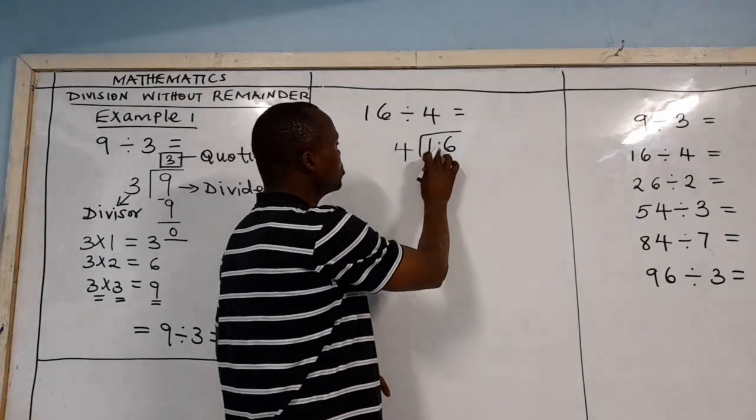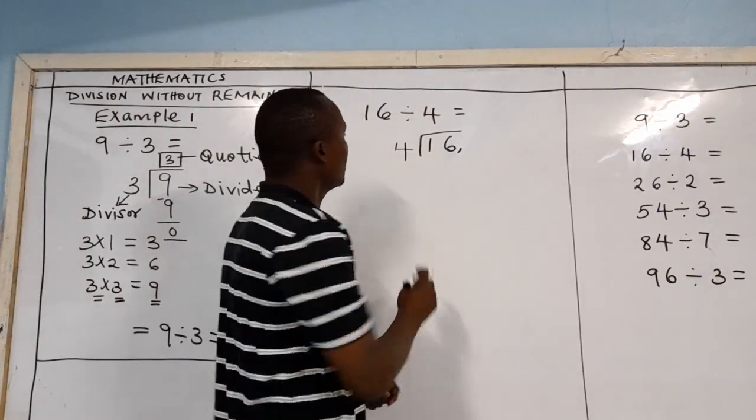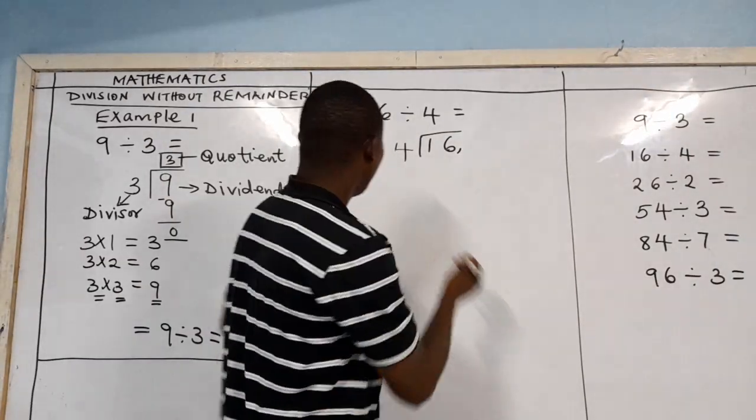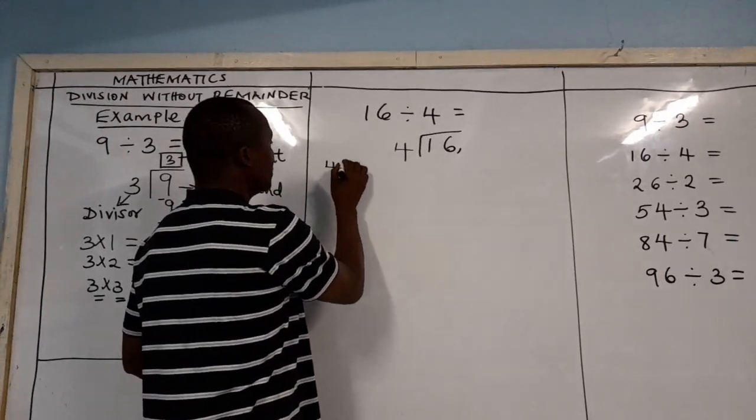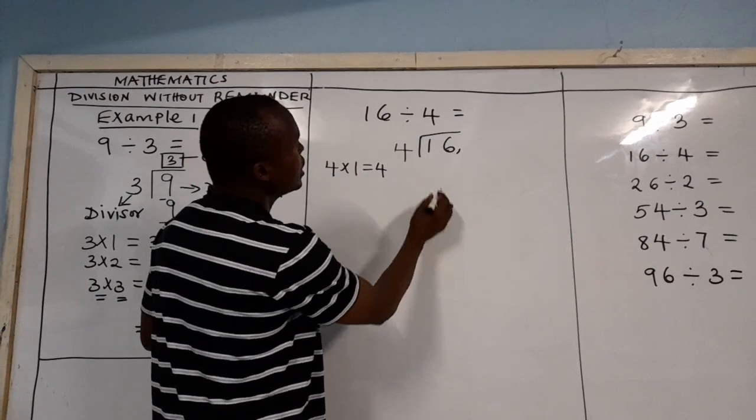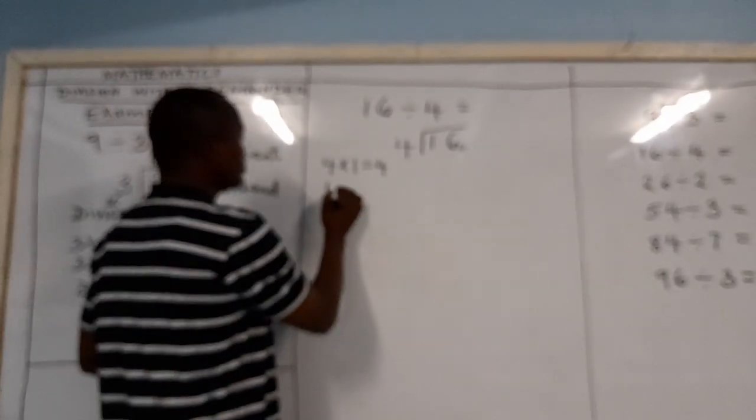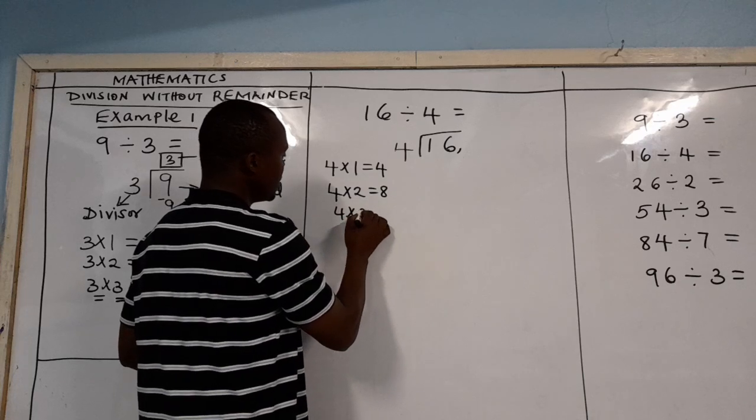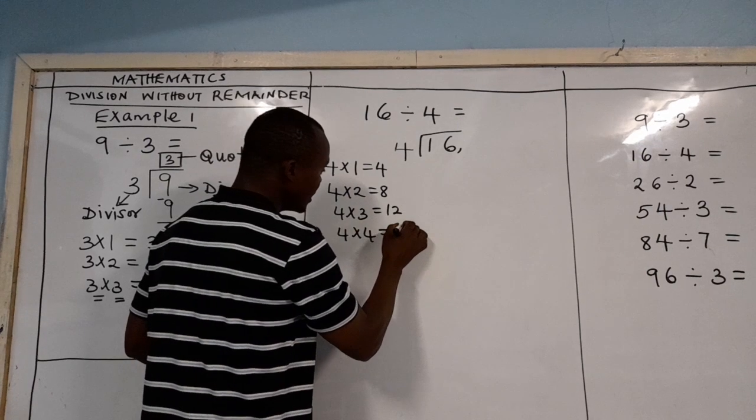So if it cannot go into 1, then go and consider the 16. Now 4 goes into 16 how many times? We don't know. So make a table of 4 on this side. 4 times 1 is equal to 4. Make a table of 4 until you get 16, or a number which is less than 16. Then you go to 4 times 2, which is 8, 4 times 3, which is 12, and then 4 times 4, you get 16.